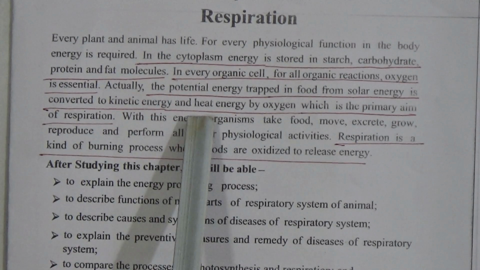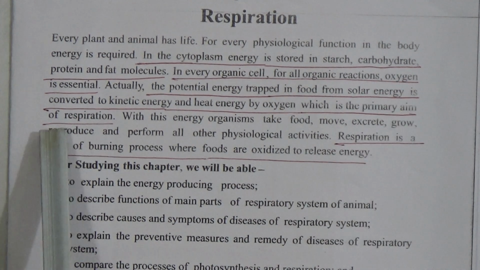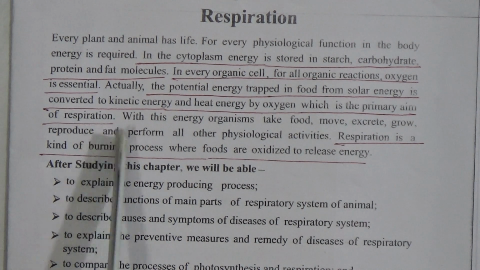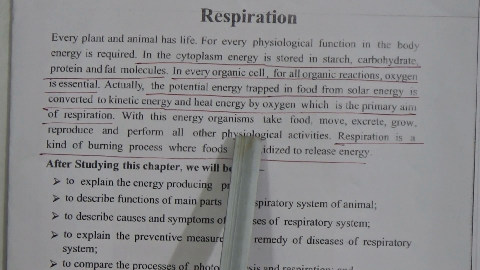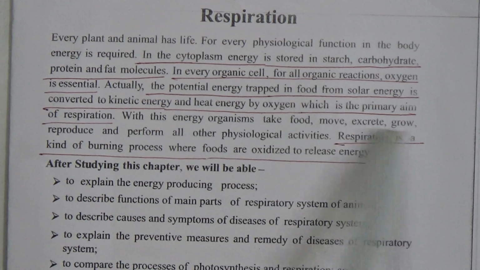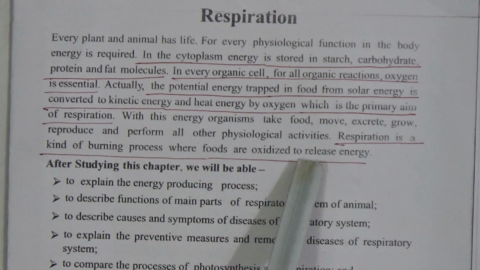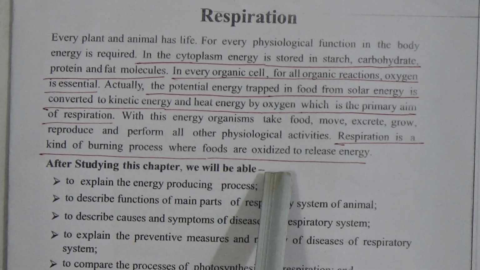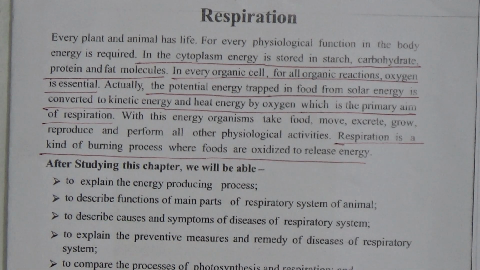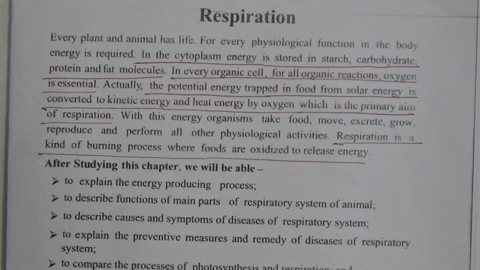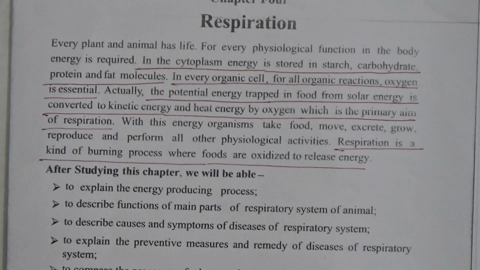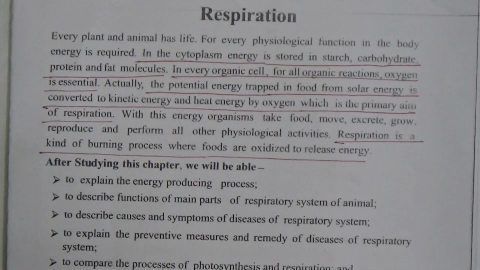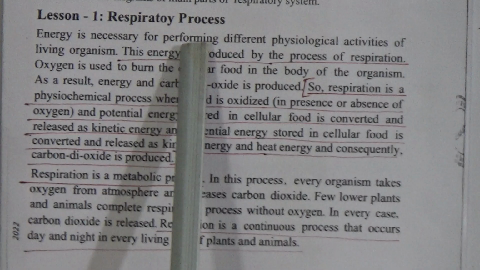So, actually the potential energy trapped in the food from solar energy is converted to kinetic energy and heat energy by oxygen, which is the primary aim of respiration. With this energy, organisms take food, move, excrete, grow, reproduce and perform all other physiological activities. Respiration is a kind of burning process where foods are oxidized to release energy. They give us energy.